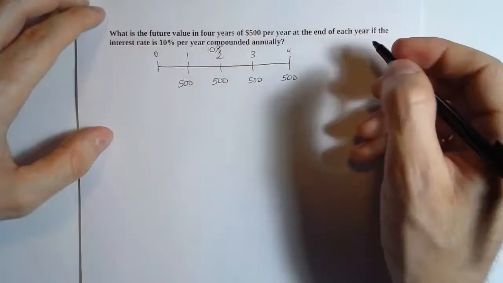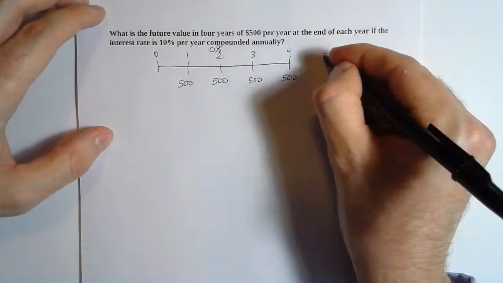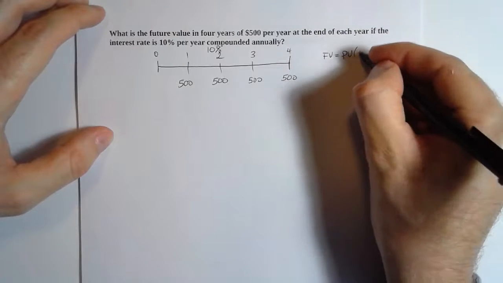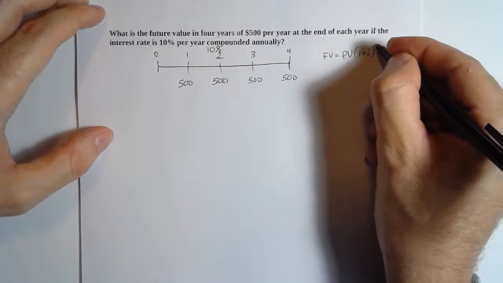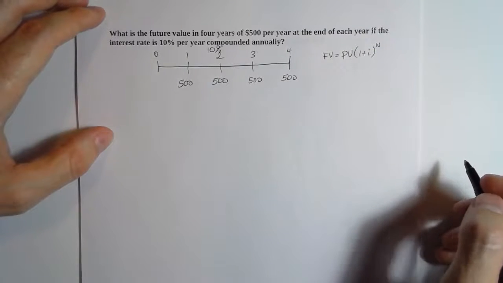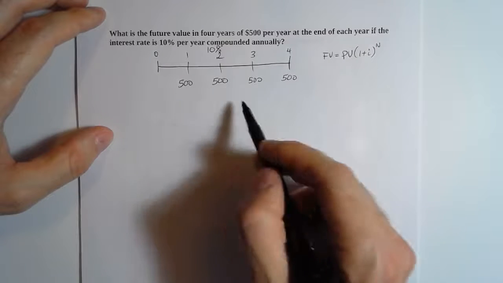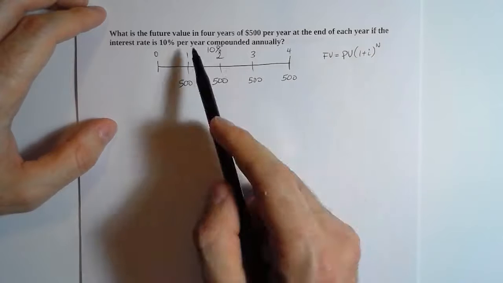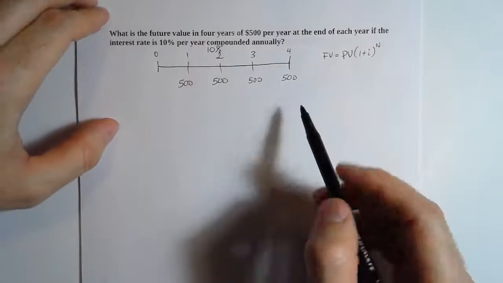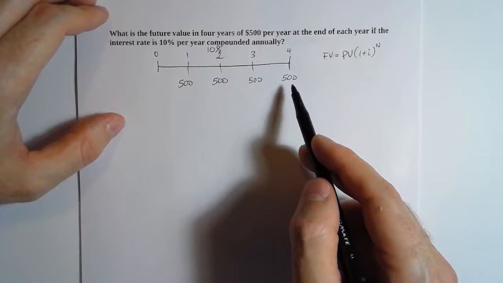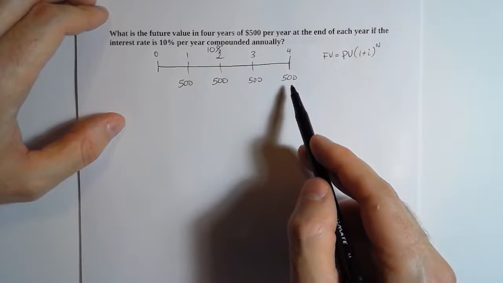Now if we're trying to find future value, it is equal to present value times 1 plus the applicable rate of interest raised to the number of periods. So in that case, we could find the future value of each individual cash flow. So let's go ahead and try that. If I want the future value after 4 years, then in this case, this $500 at the end of year 4 is already the future value that we need. So I don't need to do anything to that.